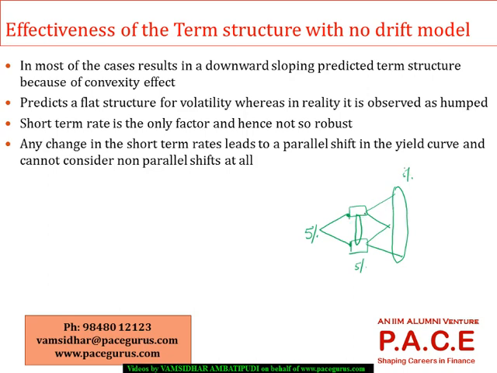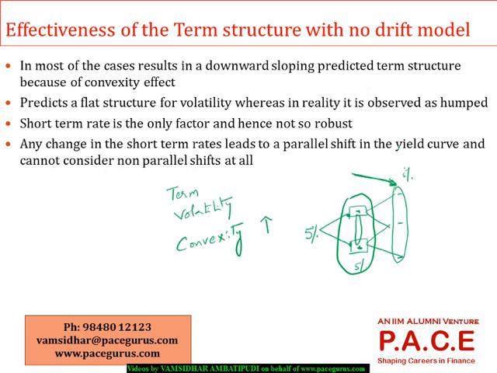Similarly, the expected value of these will work out to 5% only, which means there is no drift. Whereas in the earlier session we have seen that with more term to maturity, or more volatility in the security, the effective rate of return for this period actually goes down because of the convexity effect. As the time period increases, the convexity effect increases.